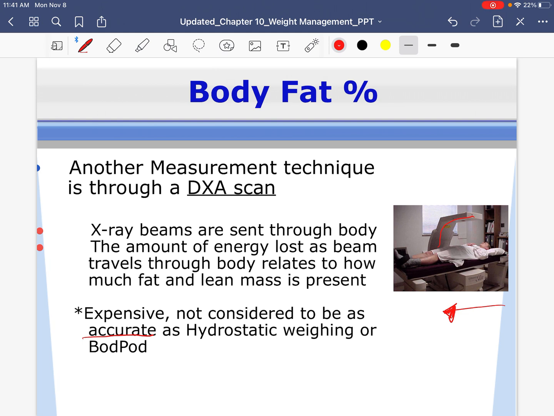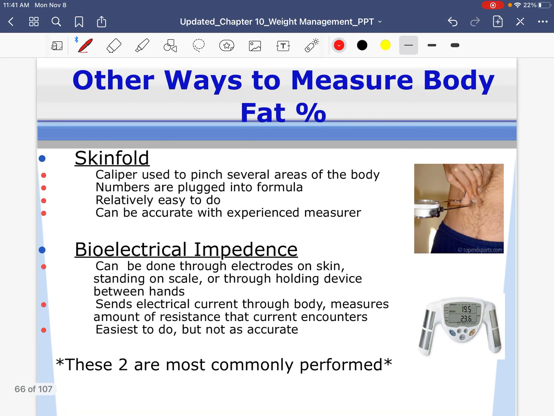It says here it's not considered to be as accurate. I think the scales are changing a little bit. This is becoming a very accurate way. So we like this one. DEXA scan. Sends a special x-ray. It measures tissue density.